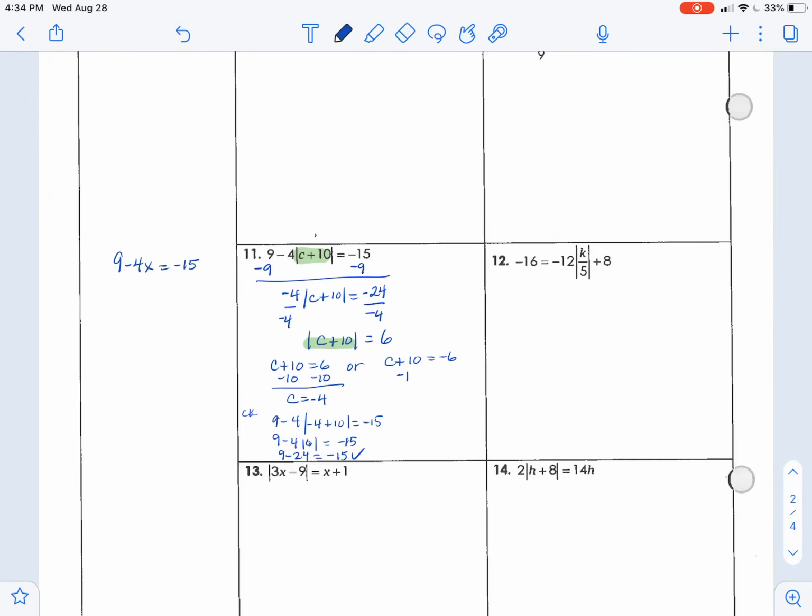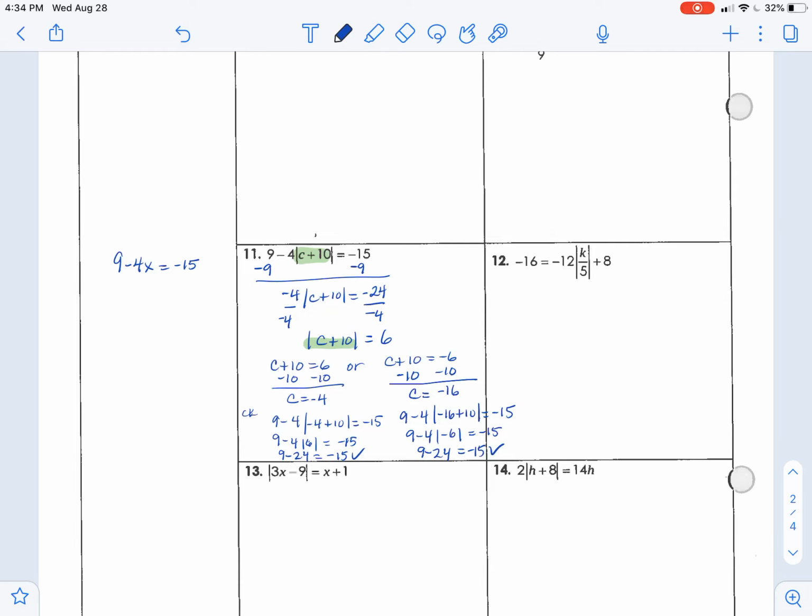So I'm going to go ahead and solve the next one. And c is a negative 16. So again, I'm going to do a quick check. So 9 minus 4 times the absolute value of a negative 16 plus 10, that should give me a negative 15. So 9 minus 4 times a negative 6. So again, the absolute value of a negative 6 is 6. 6 times 4 is 24. 9 minus 24, that does equal the negative 15. So both of those checked.